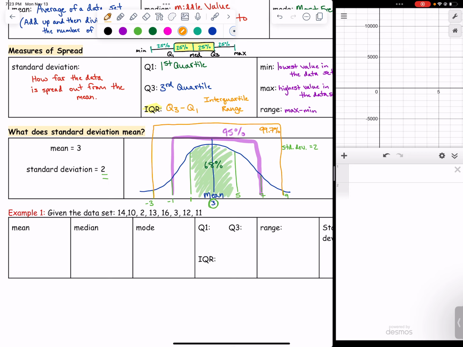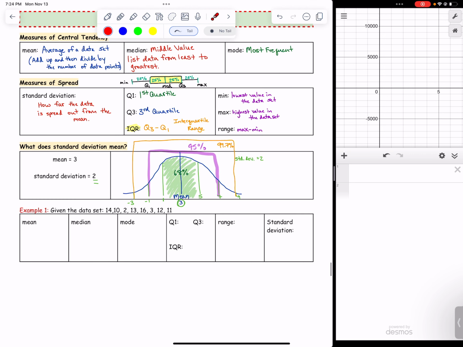I can tell that between -3 and 9, 99.7% of my data would fall between -3 and 9. And 68% would fall between 1 and 5. So it's a lot of information they give you when they give you these 2 pieces of information. It allows us to set that up.